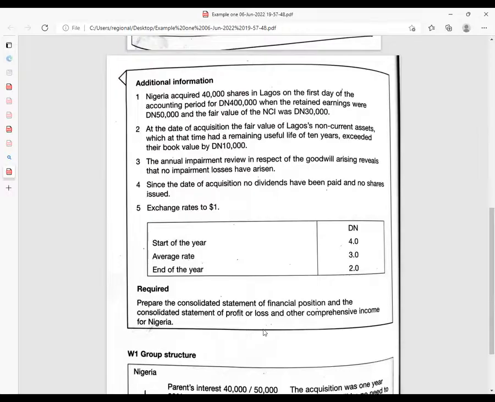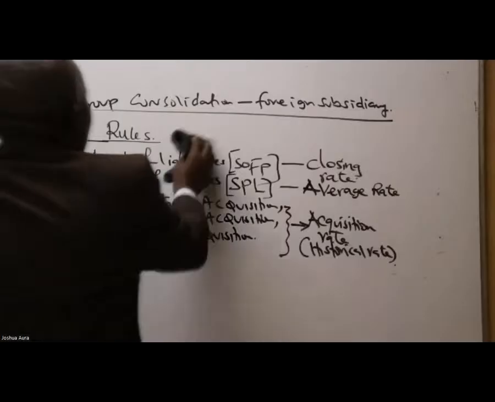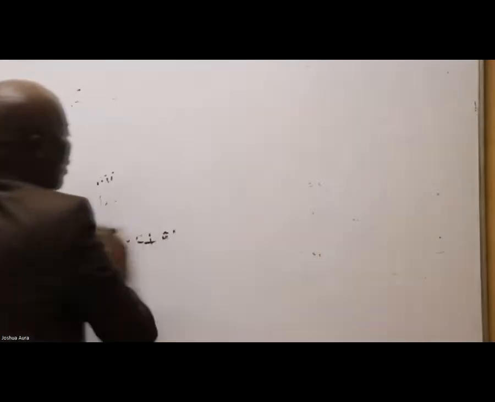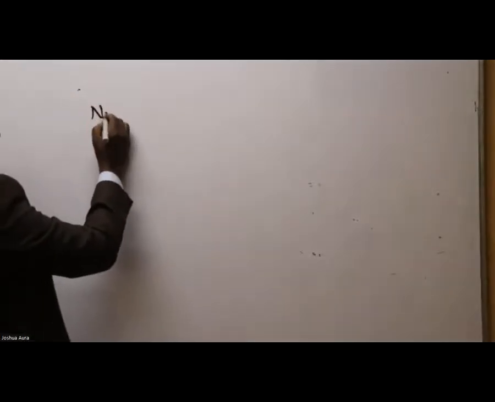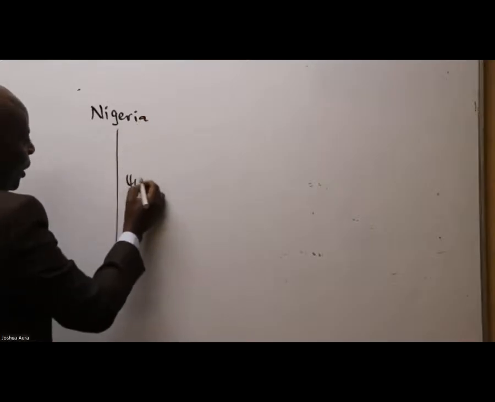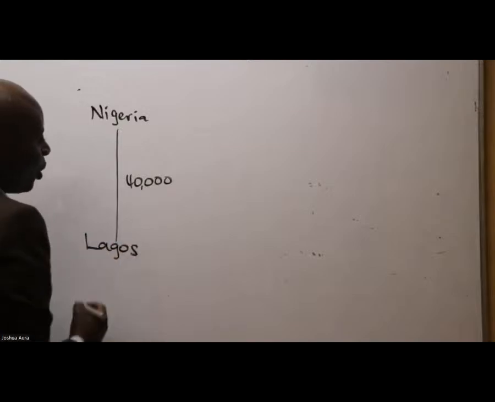So we start as usual with the group structure. Nigeria acquired how many shares? 40,000 shares in Lagos. So Nigeria, a company called Nigeria, acquired 40,000 shares of a small company called Lagos.